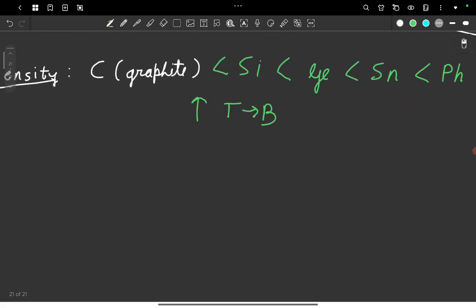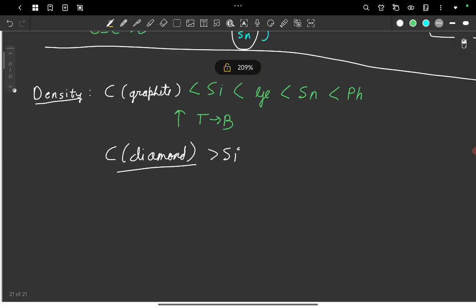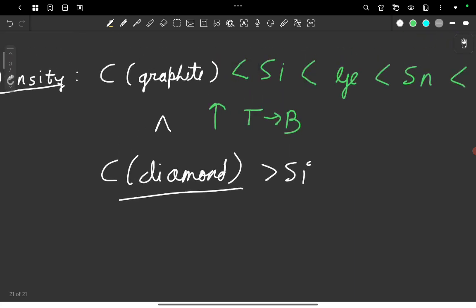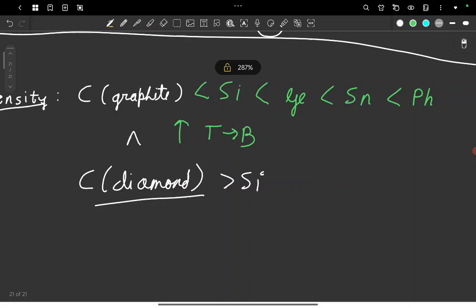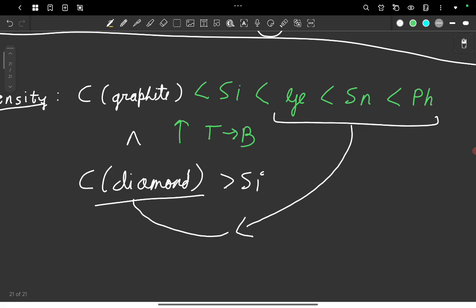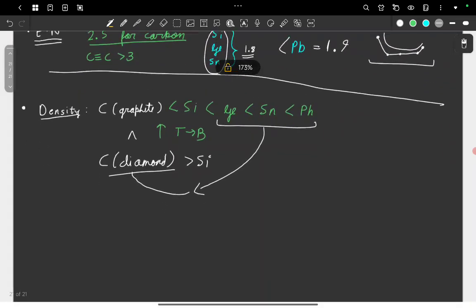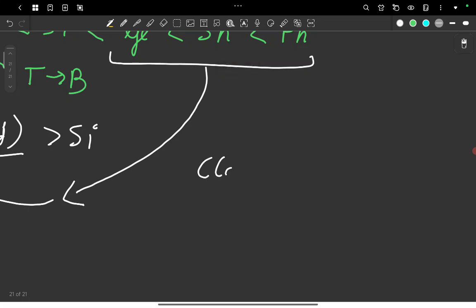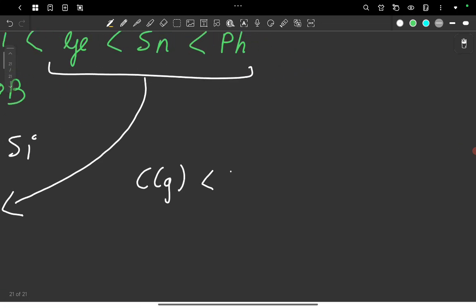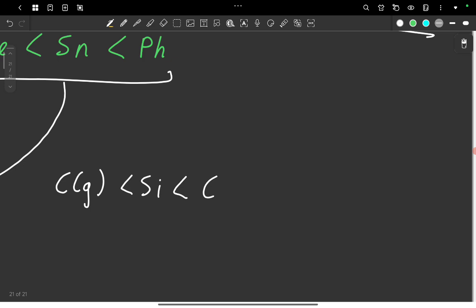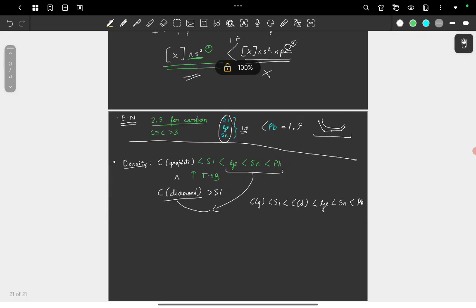But if we talk about, say, C diamond, then the density of C diamond is greater than that of silicon. That's it. And of course, it is also greater than that of graphite. But in comparison to the rest of the elements, they are still greater than C diamond. So the overall order becomes C graphite is the least, then silicon, then C diamond, then germanium, then tin, and then lead. This is the order of density of group 14 elements.